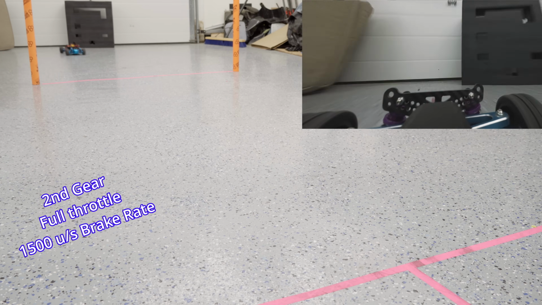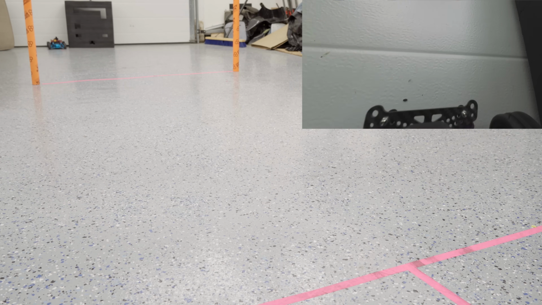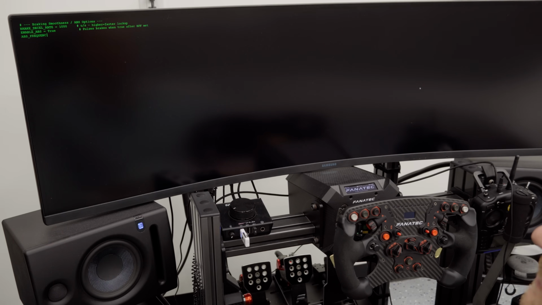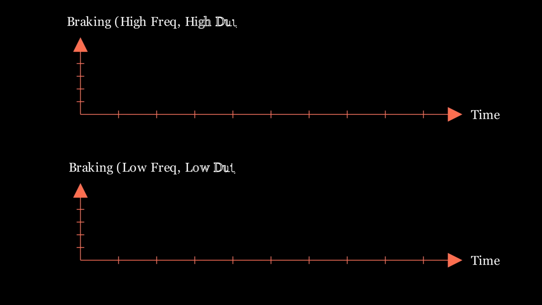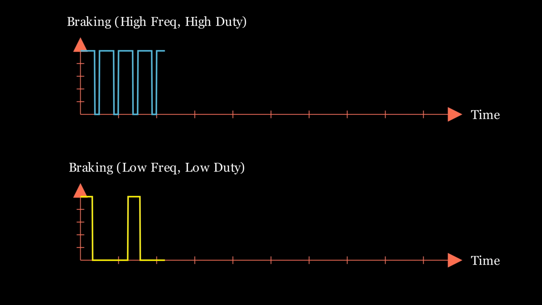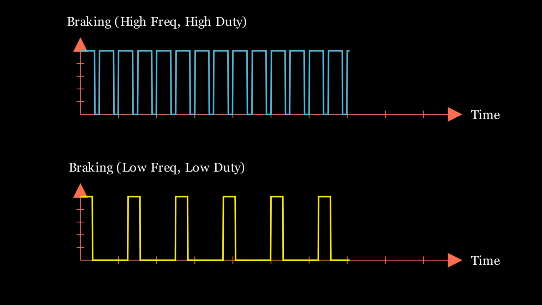Next up, ABS. I set trigger thresholds so that it activates only in those butt pucker situations where you need it the most. Then I added a frequency and duty cycle for when it was triggered. The frequency sets how many times per second the brake is pulsed, and the duty cycle sets how long the brake is applied for each pulse.